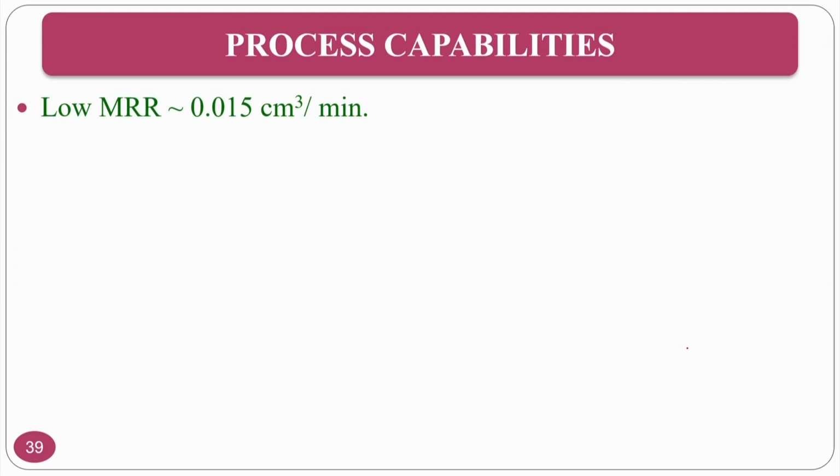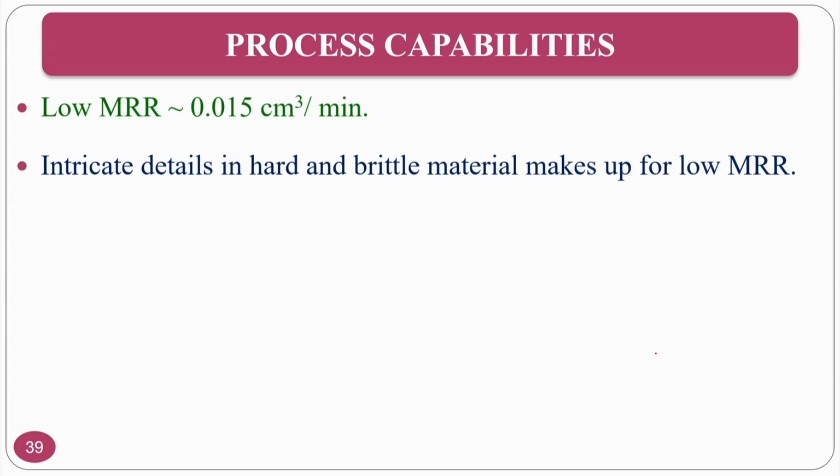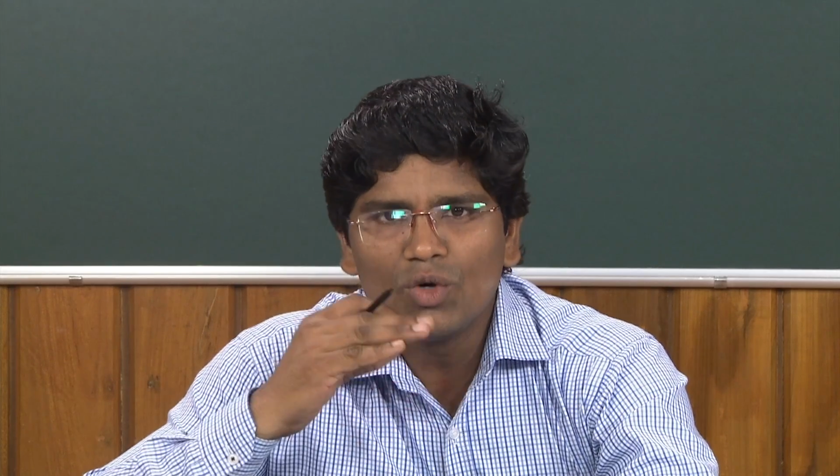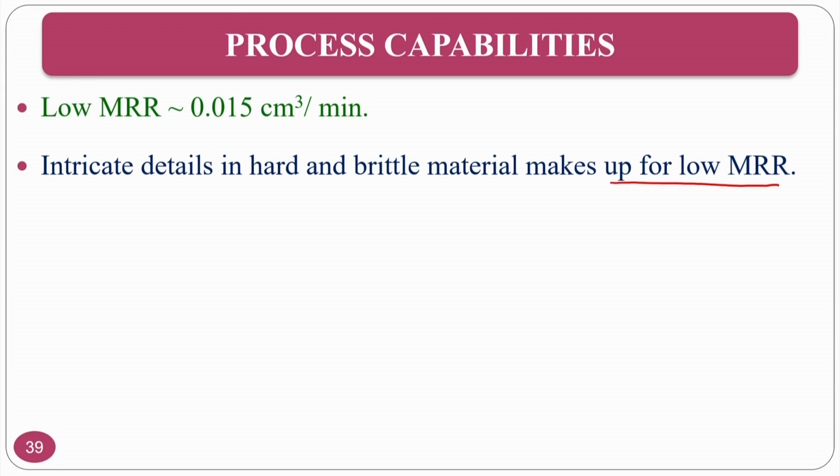The process capabilities: if you see the low MRR, normally 0.015 centimeter cube per minute is the material removal. So intricate details in hard and brittle materials can be made, up to a lower material removal rate. That means if you want to do abrasive jet machining for intricate shapes, you don't bother about much MRR, that is material removal rate, because the intricate shapes have to be followed. So for that purpose you don't look for material removal. That's why the material removal is very low for that one.